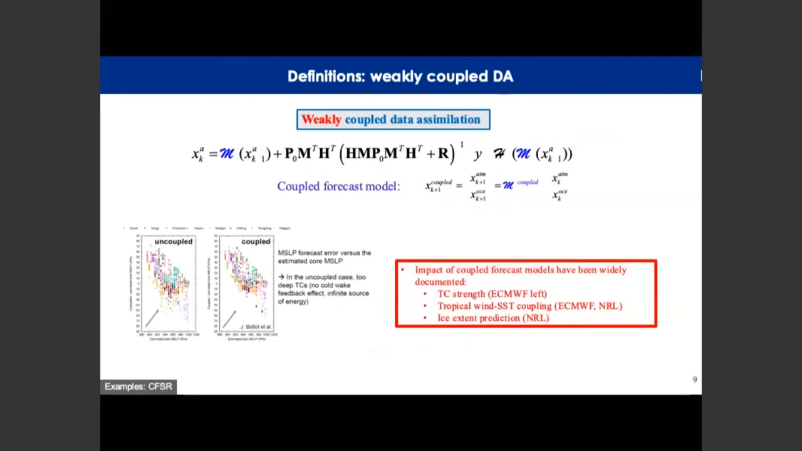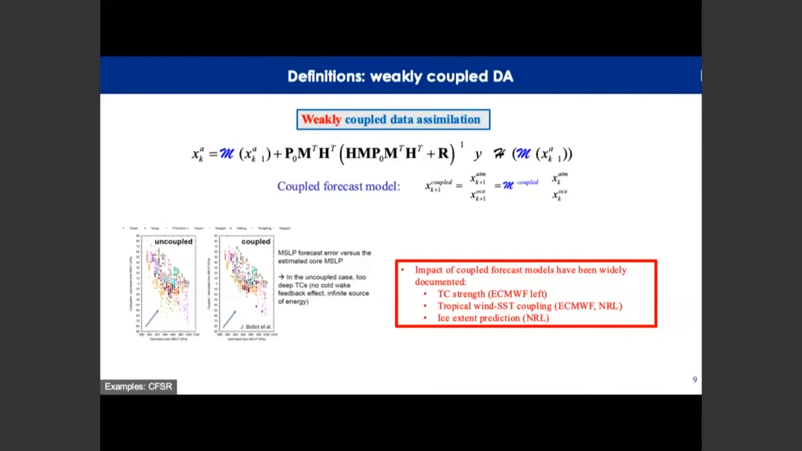So we talked about weakly coupled data assimilation and weakly coupled reanalysis. The only thing that's coupled here is the model forecast, and everything else is uncoupled, just like we do in ERA5 or ORAS5 or MERRA. An example of a weakly coupled reanalysis is CFSR. The CFSR papers are over a decade old, but there are papers documenting the benefit of going to a weakly coupled reanalysis.